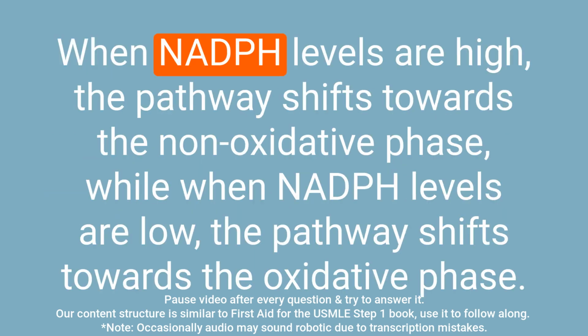When NADPH levels are high, the pathway shifts towards the non-oxidative phase, while when NADPH levels are low, the pathway shifts towards the oxidative phase.